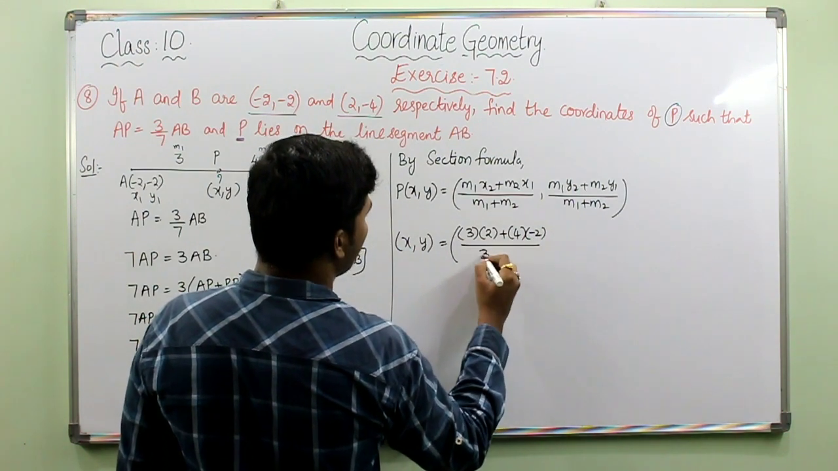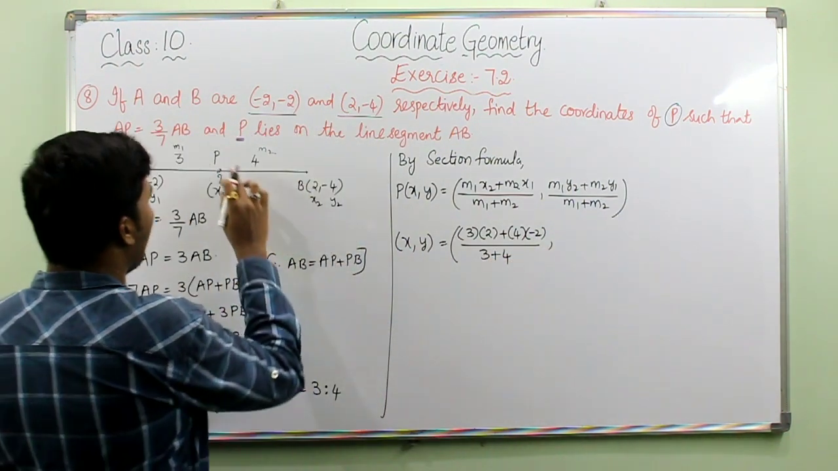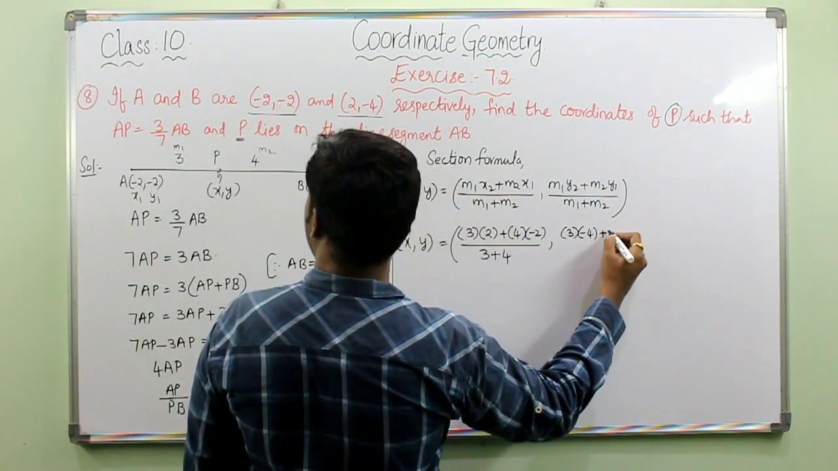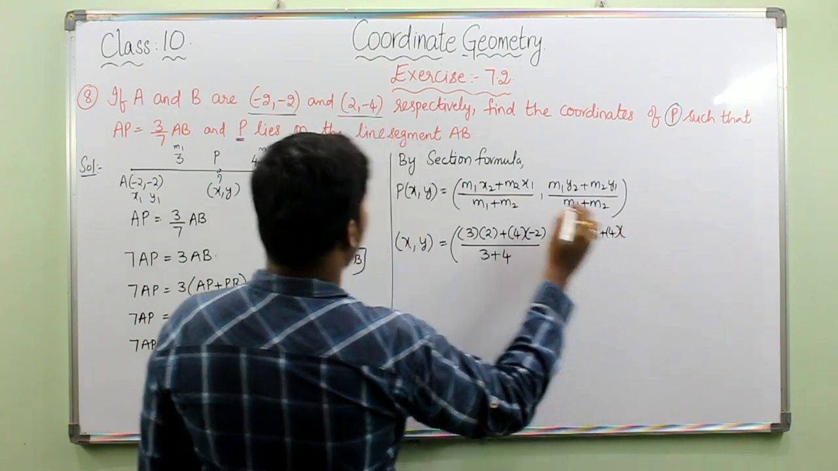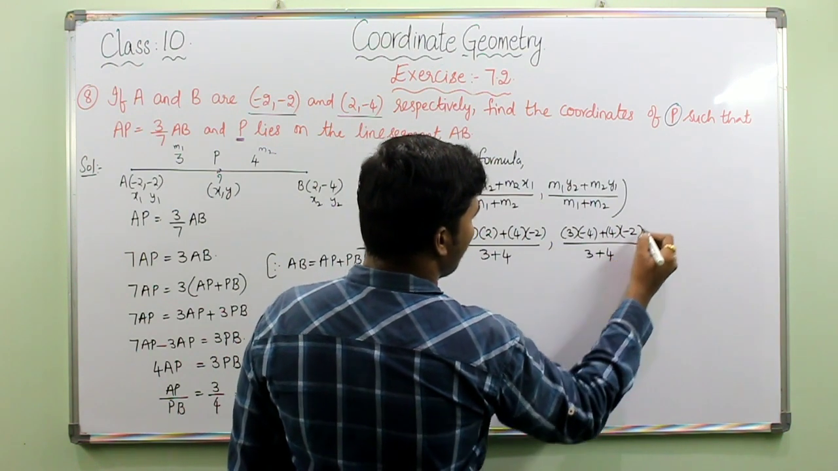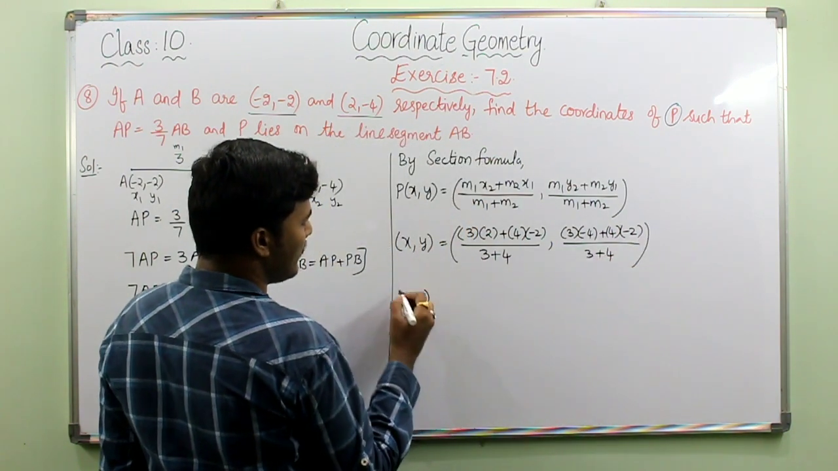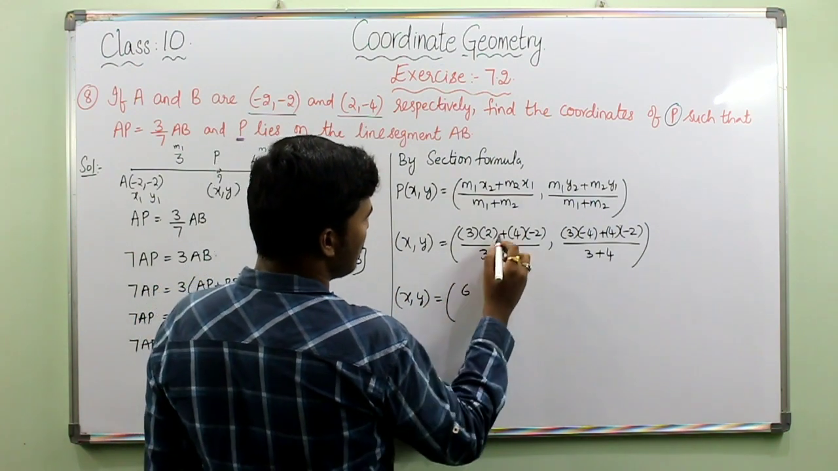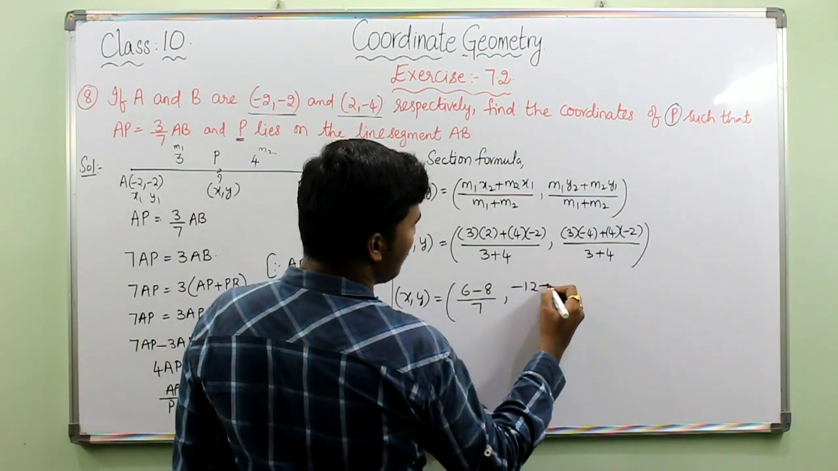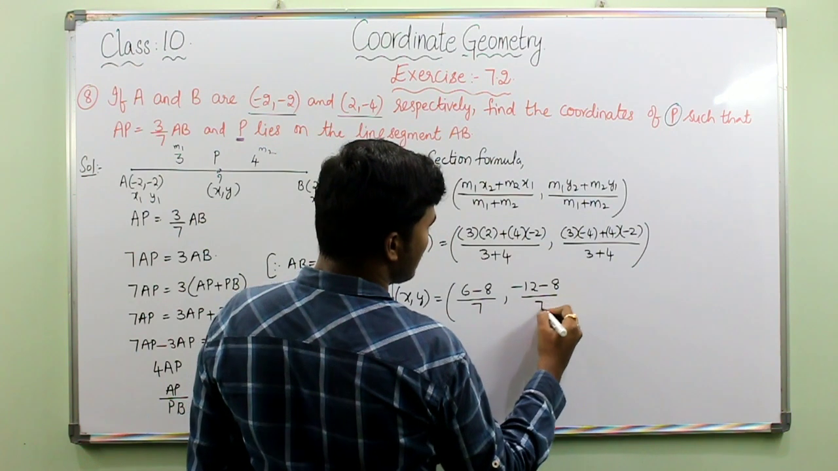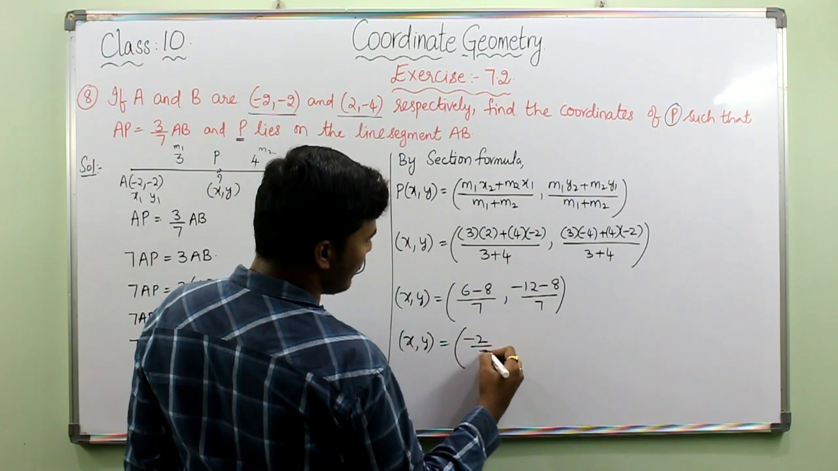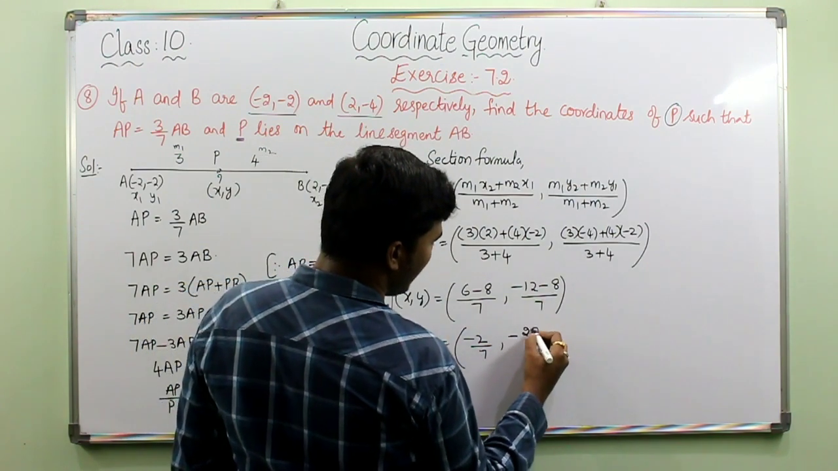And m1 plus m2, that is 3 plus 4, comma m1 is again 3 here and y2 is minus 4, plus m2 is 4 into y1 is minus 2, by 3 plus 4. This will become x comma y is equal to 3 2s are 6, plus into minus is minus, 4 2s are 8, by 7, 4 3s are 12 minus 4 2s are 8, by 7. This will become x comma y is equal to minus 2 by 7 comma minus 20 by 7.